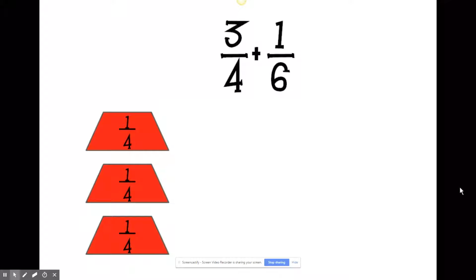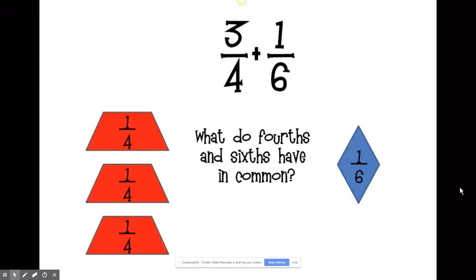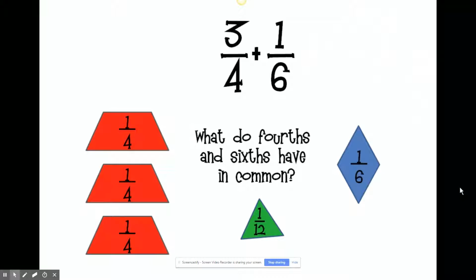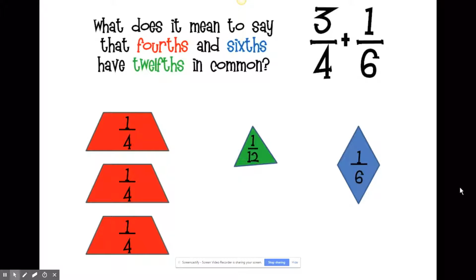3/4 looks like this, plus 1/6 looks like this. We have to figure out what label our answer would have. What do 4ths and 6ths have in common? Now, I'm just going to go ahead and tell you that what they have in common is 12ths. We're going to see why, and then there's another video that will explain how you figure it out when you're just dealing with numbers and not with pieces. So what does it mean when I say that 4ths and 6ths have 12ths in common? Let's take a look.